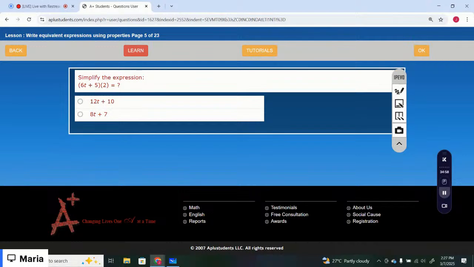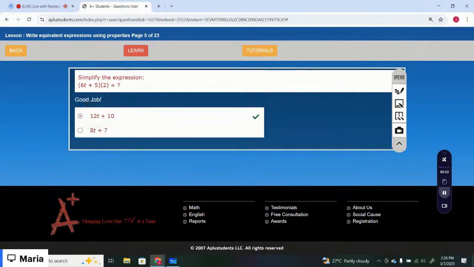2 times 6t plus 5. That is 2 times 6 is 12 and 2 times 5 is 10. That is 12t plus 10. Option number 1 is the correct option.